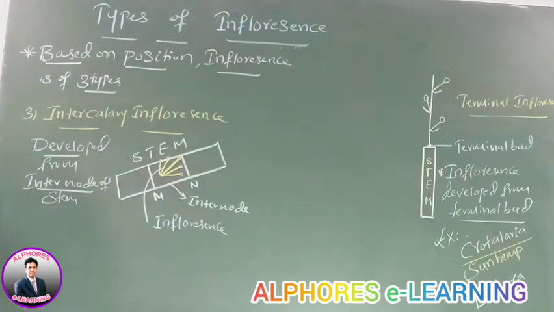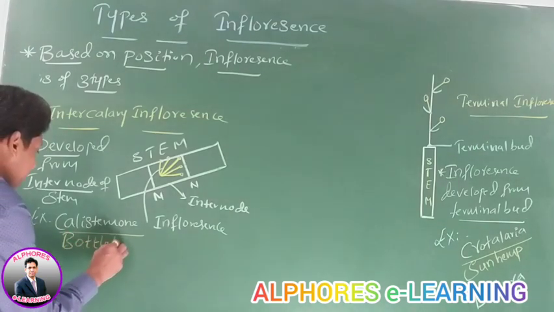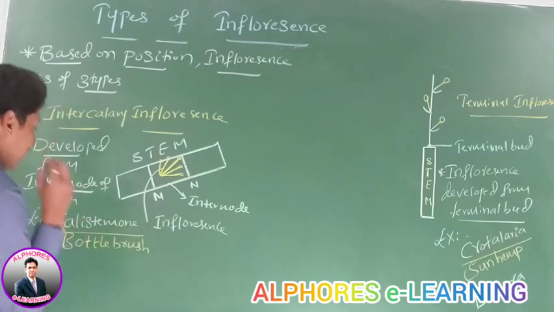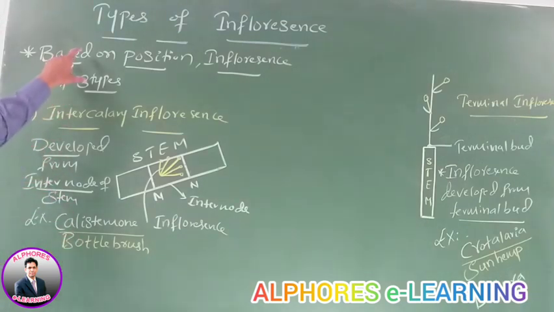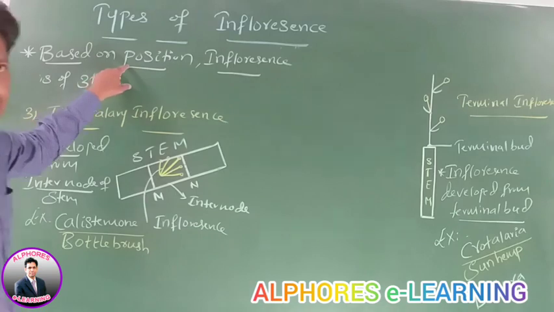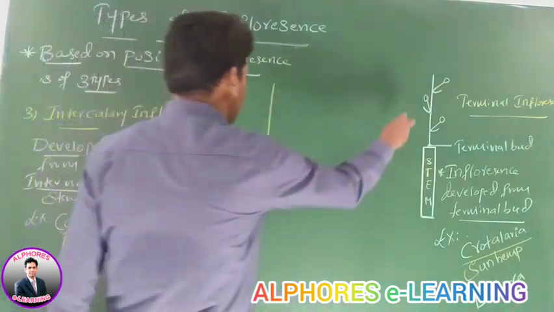Intercalary inflorescence example I am writing: callistemon. Callistemon is commonly called bottle brush. Is it okay? With this we completed types of inflorescence based on what? Position. Right?